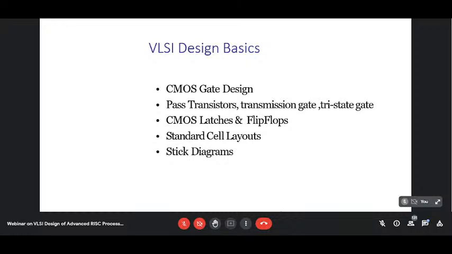Now, standard cell layout means some adder, subtractor, multiplier, or other units would be designed and put as a cell. So when you are writing the code, you can directly call them and put them there. You don't have to design them separately again. This is something like when you write programs in C, you have some functions and you call the functions. Similarly, these standard cells are also available, so you can use them in your design.